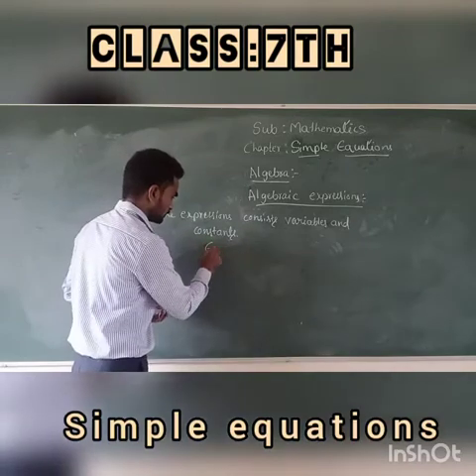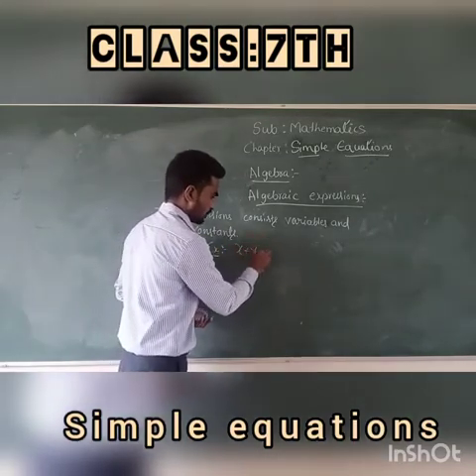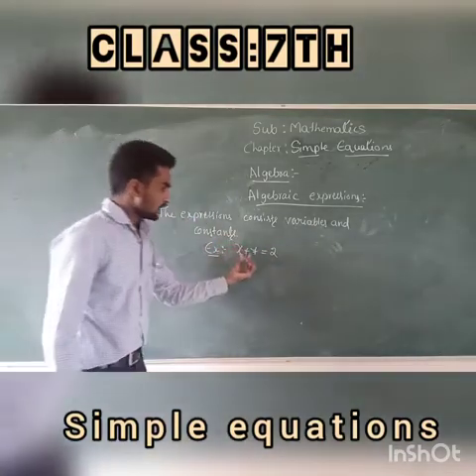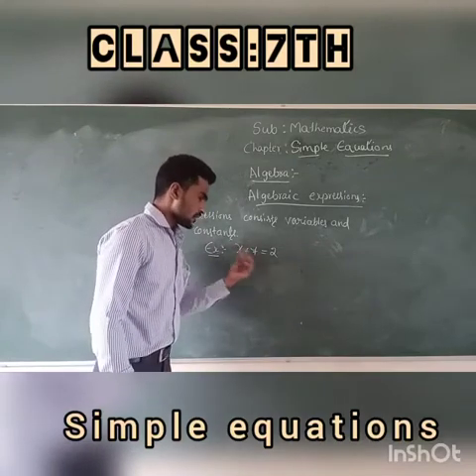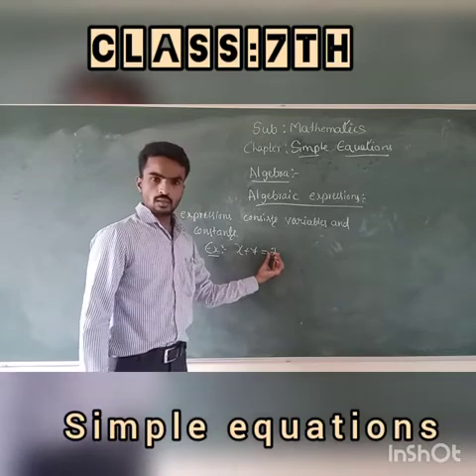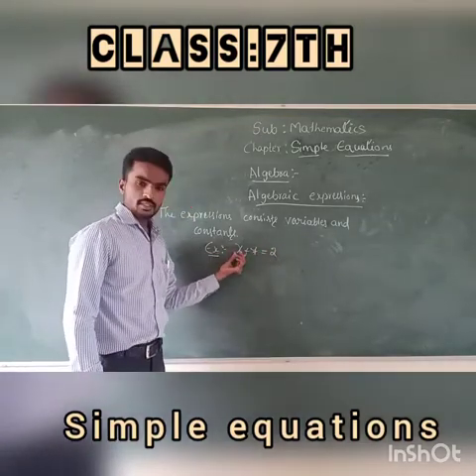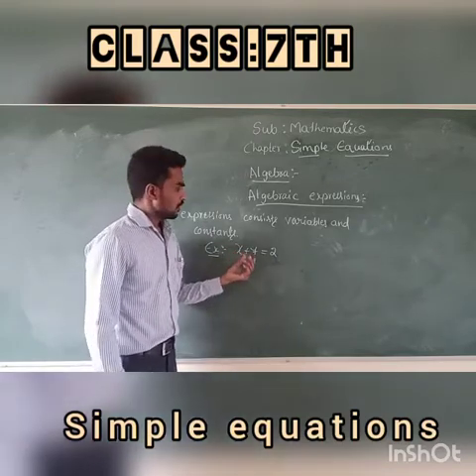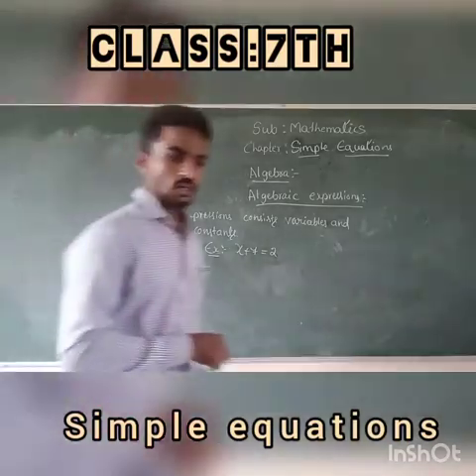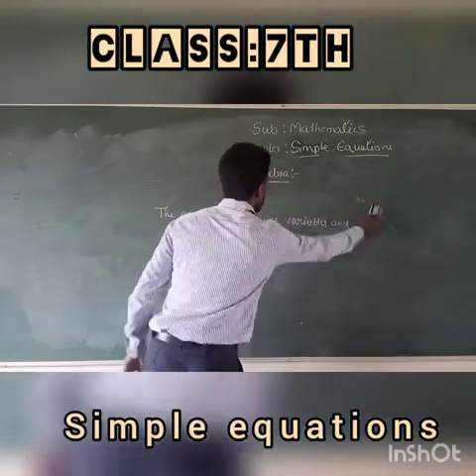For example, x plus 7 is equal to 2. Here x plus 7 is also an expression, and 2 is also an expression. Here 2 is a constant number, and 7 is also a constant number. This x is called the variable. What is a variable? Just recall the term.